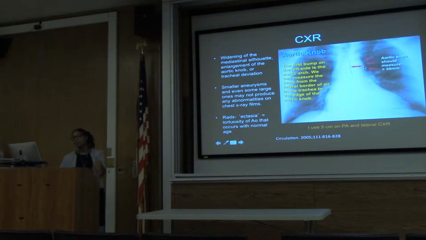We also look for widening of the mediastinum, particularly in trauma patients, to see potential vascular injury. Just note that x-rays are very insensitive to aneurysms. If you have a small aneurysm, and even a large aneurysm, it may not always show, particularly on portable x-rays. A lot of the time you hear us say ectasia or tortuosity of the aorta, particularly in older patients. As they get older, the aorta becomes more irregular and more tortuous, and that can also present a challenge.